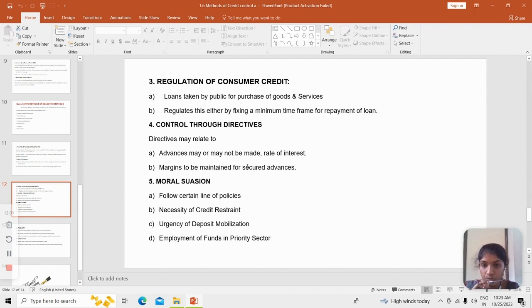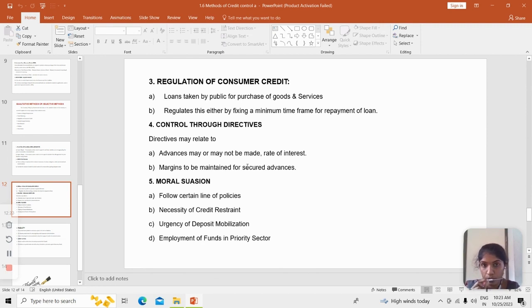Second, they have to consider the necessity of credit restraint. They have to categorize the necessity of the borrower, whether they want to purchase essential goods or luxury goods. So they have to differentiate the necessity of the particular credit restraint. Then urgency of deposit mobilization. Then the next one is employment of funds in the priority sector.